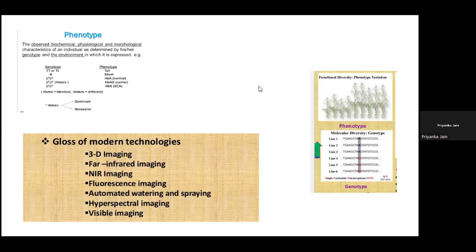My topic today is genotyping, and we are understanding genotype, phenotype, and the variants. If you understand the very basics, phenotype is what we see: the observed biochemical, physiochemical, and morphological characteristics of an individual. Like the phenotype of someone is tall, someone is short, someone is normal, someone is a carrier for a gene.